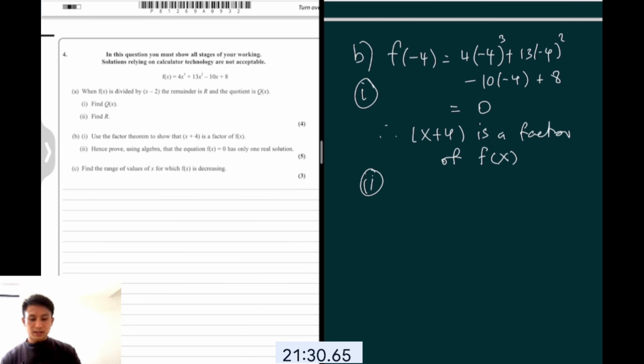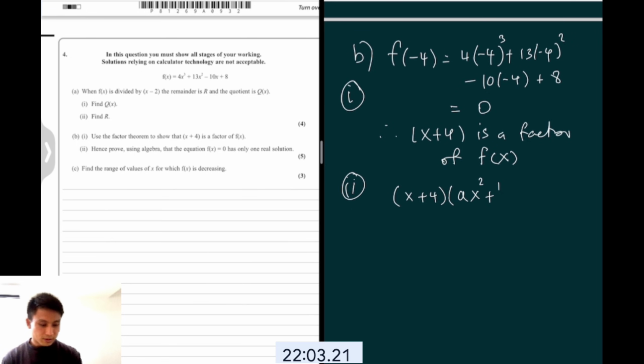Part I. Hence proved using algebra that the equation f(x) equals 0 has only one real solution. Use algebra again. Maybe long division again. We need to divide again and then show that the other quadratic factor doesn't give any solution. I'm just going to do it differently here because I showed you how to do long division. So we know that x plus 4 is a factor. We come up with another general form of quadratic, and then we put that to 0, like that.